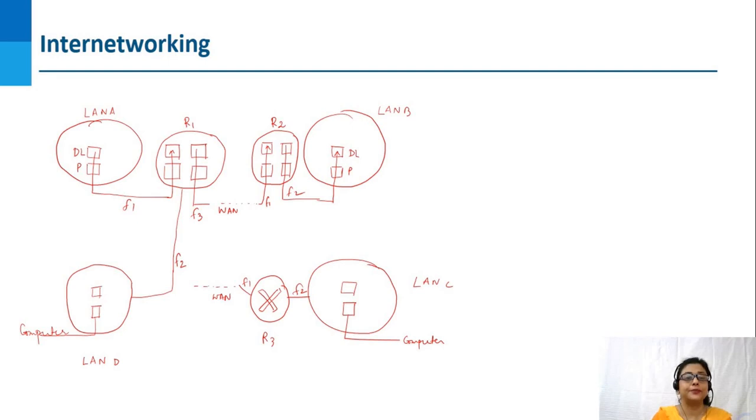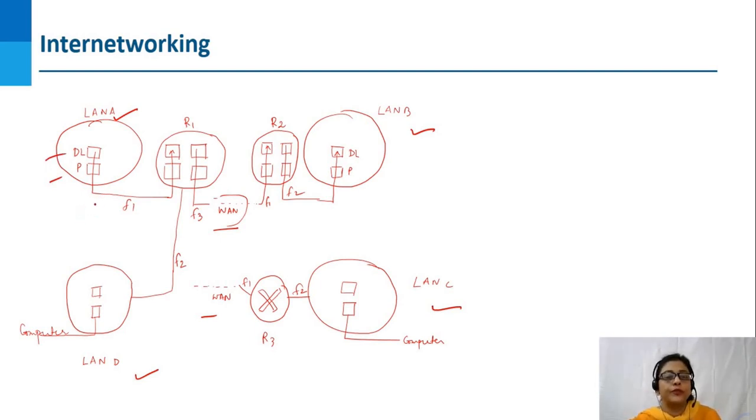Let us understand this Internet networking with the help of this example. This example consists of 4 different LANs and a single WAN: LAN A, LAN B, LAN C and LAN D, and there is a single WAN. Now, the physical layer and the data link layer are responsible for node-to-node data delivery within a single network.